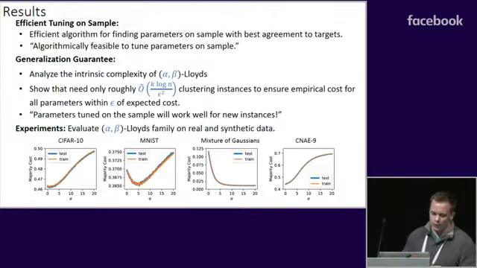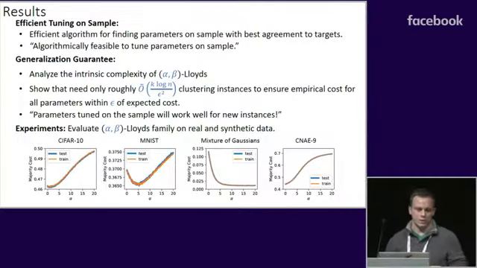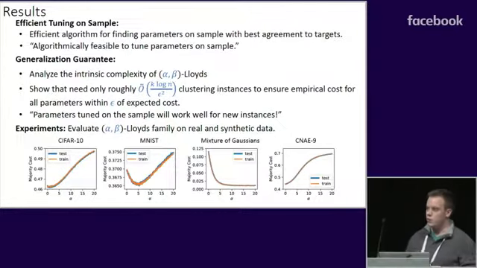And finally, we carry out an empirical evaluation of the effect of the parameters alpha and beta on a number of real-world and synthetic data sets. What we find is that the optimal parameter actually varies quite a lot from data set to data set, which suggests that you can benefit by tuning the parameters on a per-problem specific basis.